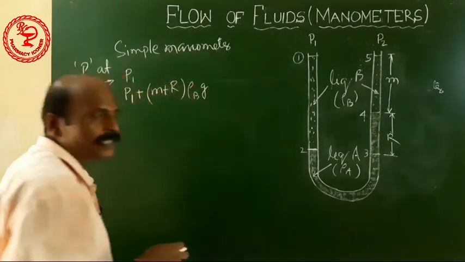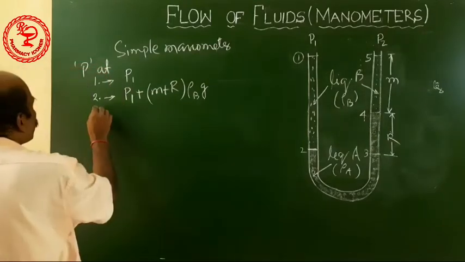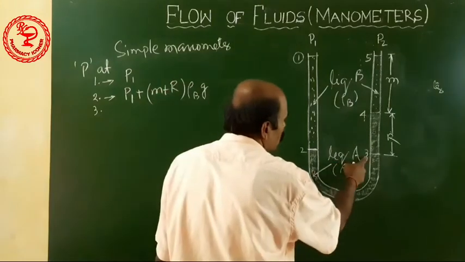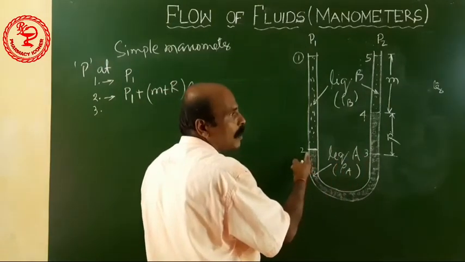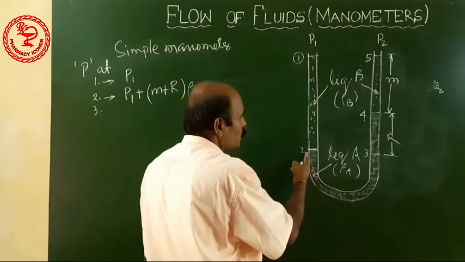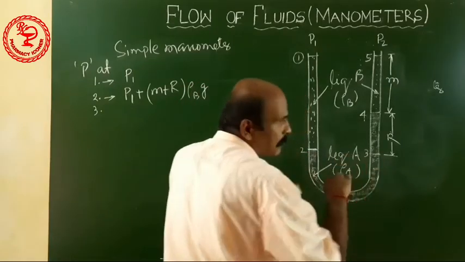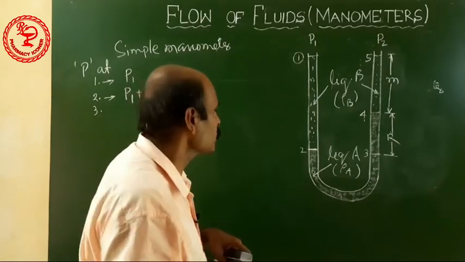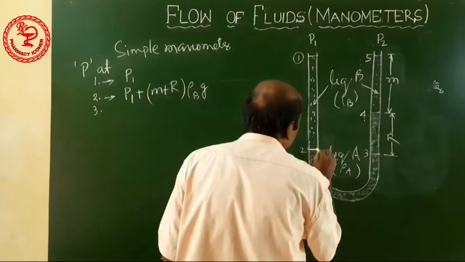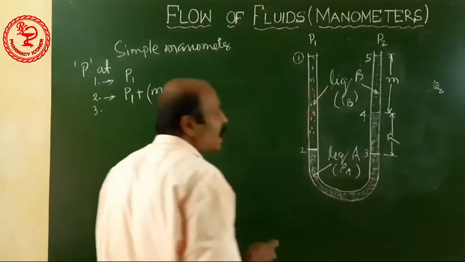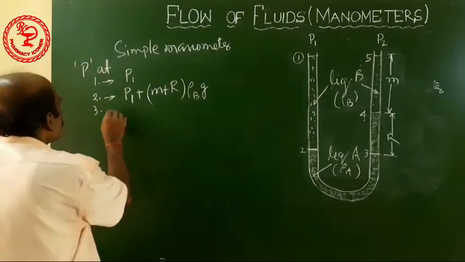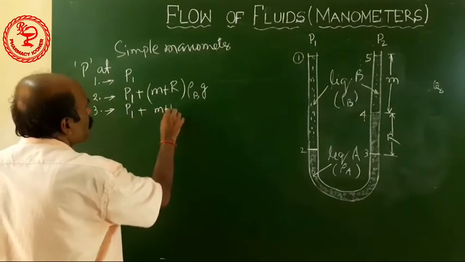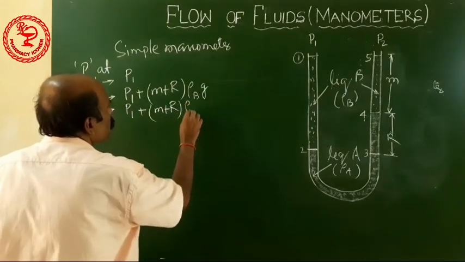This is the pressure at point 2. Pressure at point 3. The pressure at point 3 will be equal to the pressure at point 2 because they are at the same level. So according to the principle of hydrostatics and fluid statics, the pressure of these two points will be equal. So at point 3 the pressure will be P1 plus (m plus r) into rho b g.